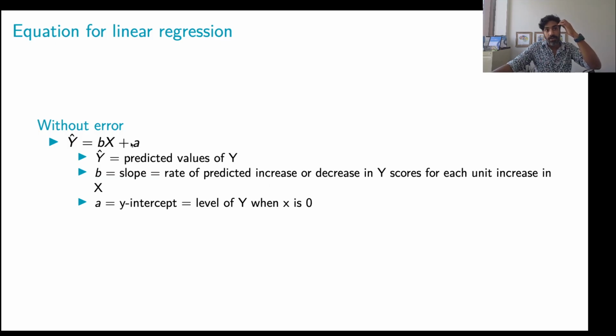Well, in a perfect world, if you didn't have any error and you're able to perfectly predict the outcome variable here, y hat, that's the predicted values of y. Beta value is your slope, so it's the rate of predicted increase or decrease in y for each unit increase in x. So for every dollar you spent on adverts, you get however many records sold more. And A is just the y-intercept, so the level of y when x is 0. So this is in a world where you don't have any error.